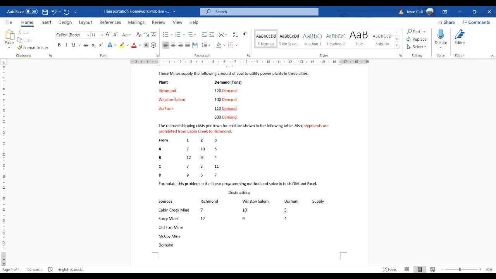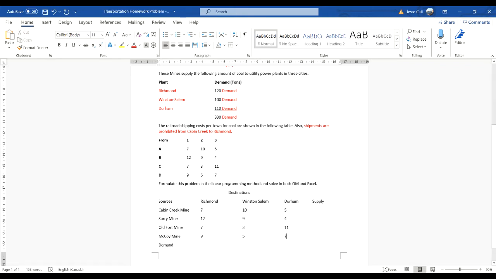From Old Fort Mine to Richmond, we have $7. Old Fort Mine to Winston-Salem, we have $3. And Old Fort Mine to Durham, $11. One last section, we have McCoy to Richmond, $9. McCoy to Winston-Salem, $5. And McCoy to Durham, $7.